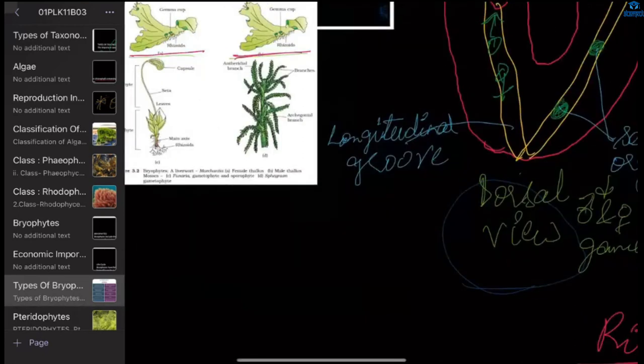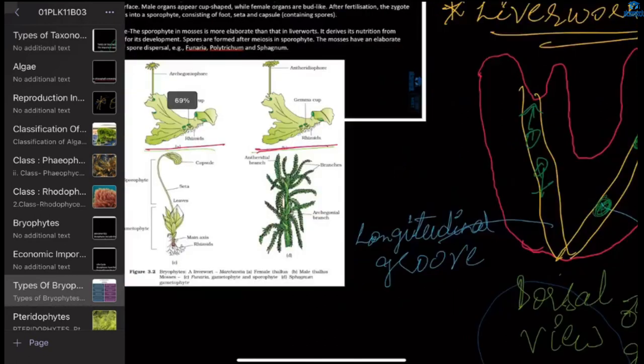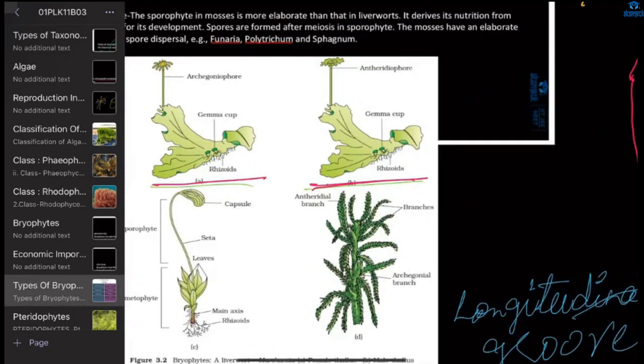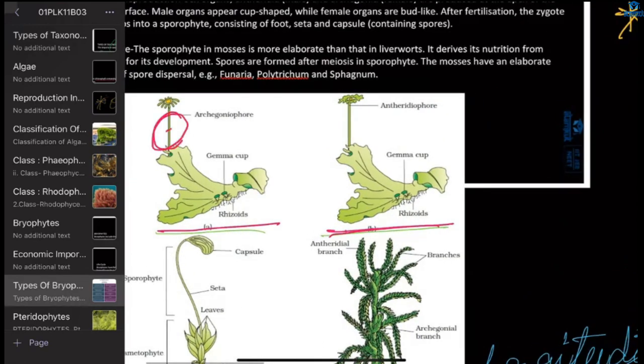Like in Riccia, both male and female organs are found on the same plant body. But in Marchantia, what is the difference? Marchantia has a male thallus and a female thallus. It has separate plants for the different sex organs. See, how will we make the difference? The one stalk which bears the antheridiophore... sorry, the one which bears the archegoniophore means the female one. It has a long hairy structure. On this basis, it is the female thallus.